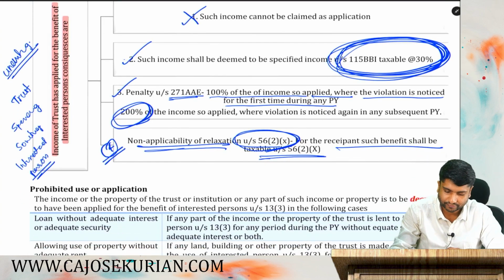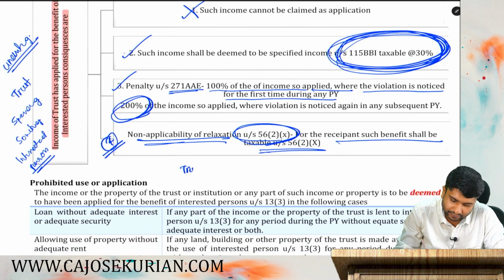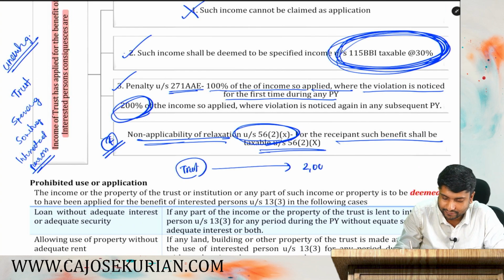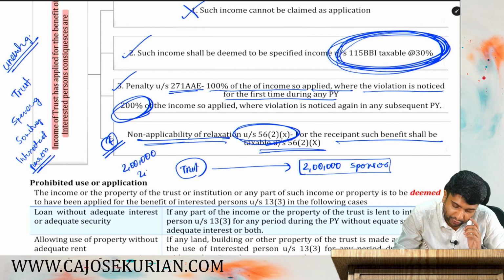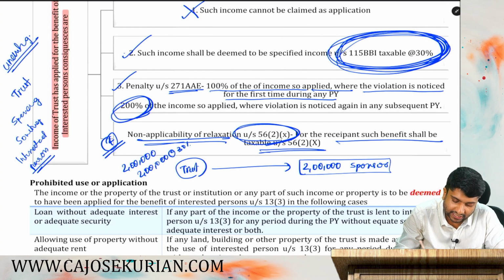So listen, say I am a trust. I am giving say 2 lakh rupees to my sponsor. First of all, for the trust, this 2 lakh is not allowed as application. Then this 2 lakh has to be taxed separately at 30%. Then I have to pay a penalty of 2 lakhs. These are the three consequences for the trust.